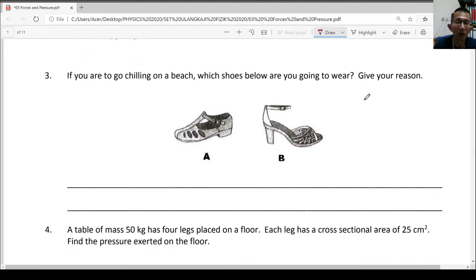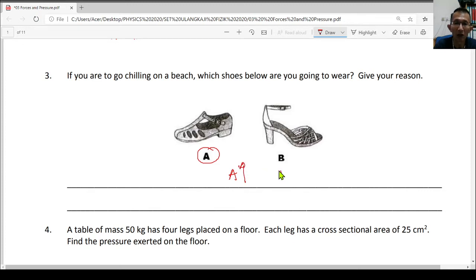Number 3, if you are to go chilling on the beach, which shoes below are you going to wear, and give your reason. So you have two choices, A and B, and you are going to the beach. The beach is sandy, right? If I am to choose between A and B, definitely I would choose A. Why? Because look at the sole for these shoes. The area is high, correct?